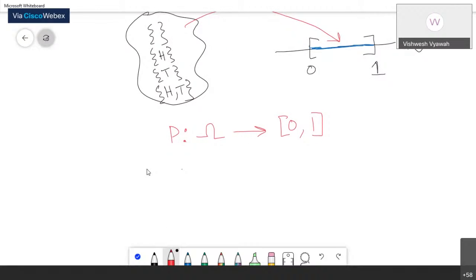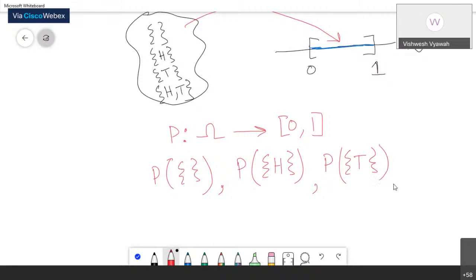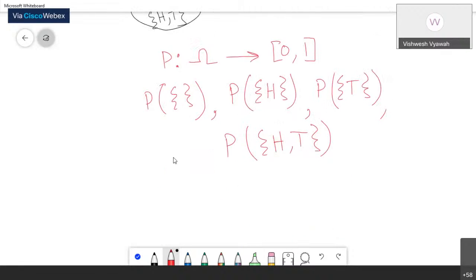So in our case, what is going to happen? You are going to find the probability of the null set. You are going to find the probability of the primary event which contains only heads. You are going to find the probability of the primary event which contains only tails, and you are also going to find the probability of your sample space. This is how you are going to proceed in defining this probability function.